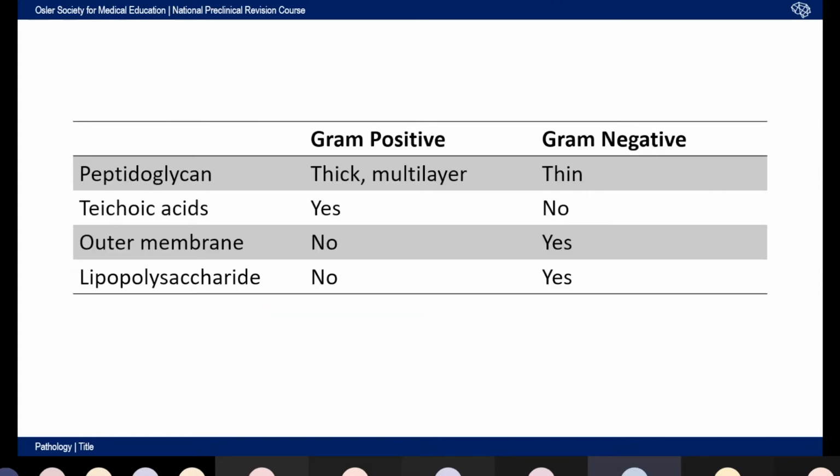This is just a table summing up some of the key features that are different between gram-positives and gram-negatives. The main things are gram-positives have a thick multilayer of peptidoglycan and have teichoic acids, whereas gram-negatives have a thin peptidoglycan layer and have an outer membrane and have LPS, the endotoxin.